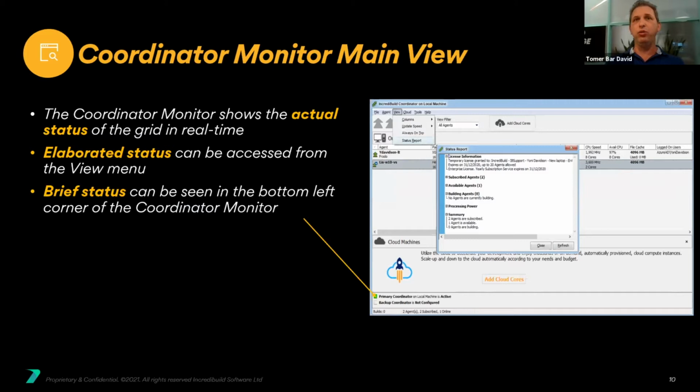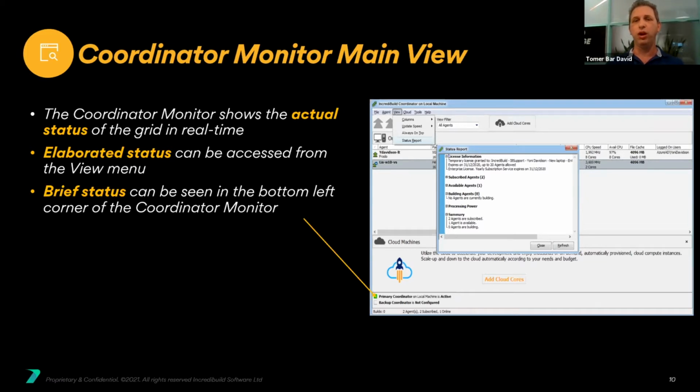Let's talk about the main view. In the main view of the coordinator, you can see in real time all the different columns to choose from, like the status, availability, CPU, memory, cache size, things that are changing and reflected in real time. And there is a nice feature. You can do View and you can see a nice report, as you can see here, a status report that collects all the information in one place instead of the columns. I think it's a very nice view.